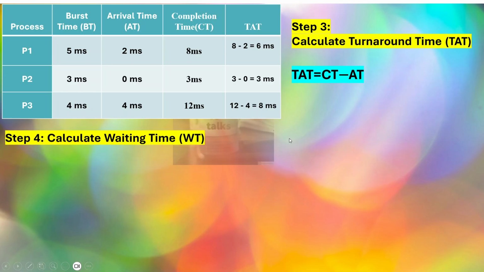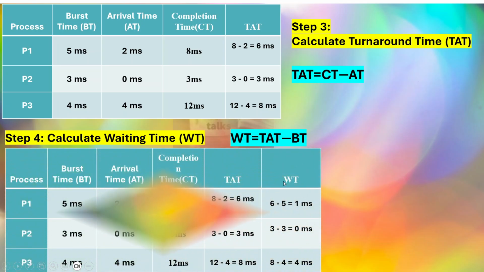In step 4, we are going to calculate the waiting time. Waiting time is the difference between turnaround time and burst time. So for process P1, the waiting time is 6 minus burst time 5, which is 1 millisecond. And for P2, the turnaround time is 3 milliseconds and burst time is 3, which gives 0. And for P3, the turnaround time is 8 and burst time is 4, so 8 minus 4 is 4 milliseconds.